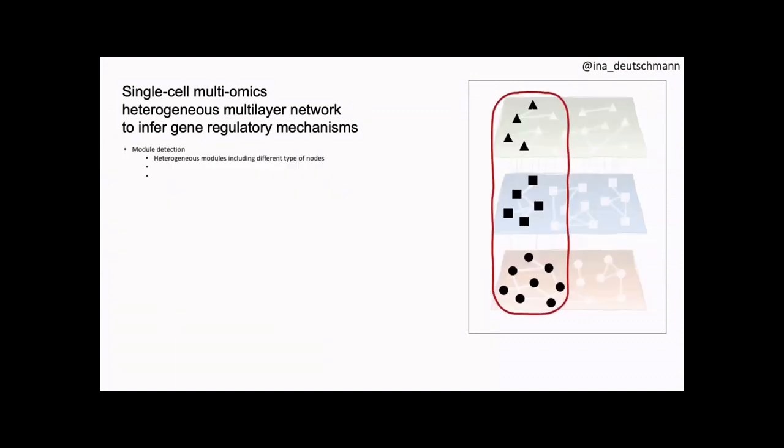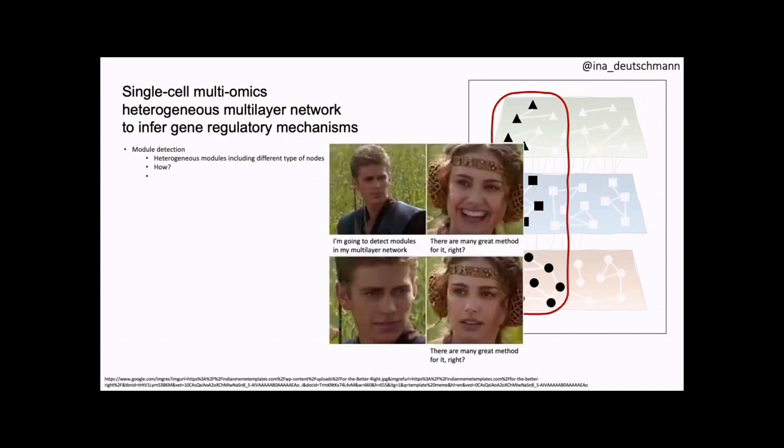Another idea that we had was to use modules to reflect biological processes. A module in a network is a set of nodes that is tightly connected to each other. And the nodes of a module are less connected to nodes outside of the module. Since we have a heterogeneous multilayer network, we would like to find a heterogeneous module. A heterogeneous module contains nodes from different layers.